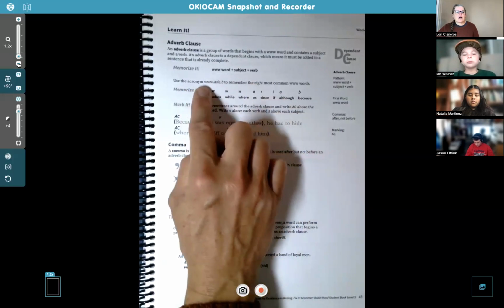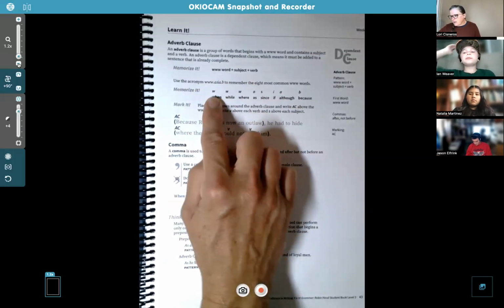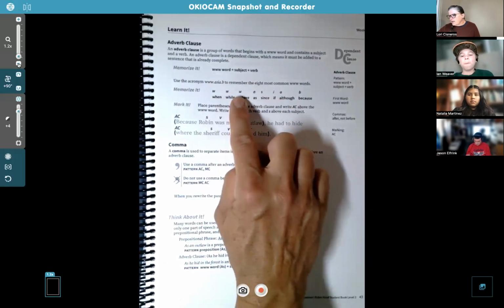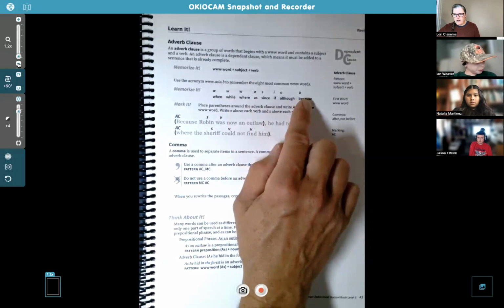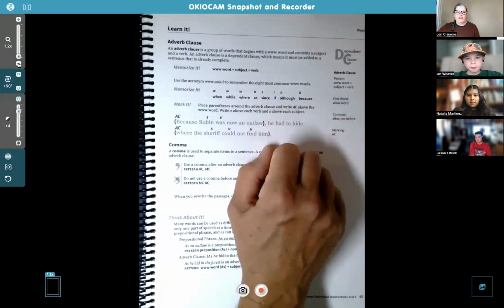So here it is. It's called an acronym. Remember how you guys learned FANBOYS for coordinating conjunctions? It's like that, but it's WWW.ASIA.B. I know that sounds weird, but that's a clever way to remember these words. So if you can memorize WWW.ASIA.B, it's like a website, right? Then you can remember what these words are.